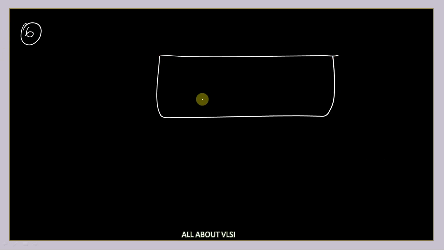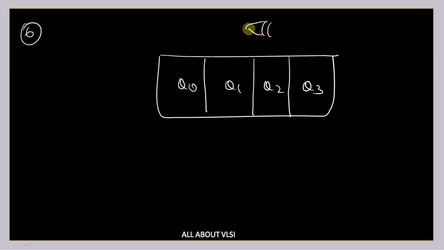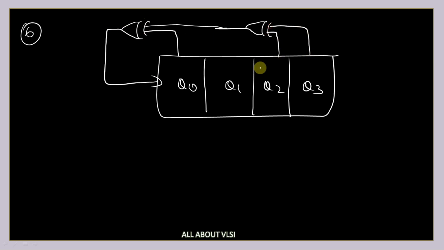Next, let us see one more question. This is our 4-bit shift register. This is Q0, Q1, Q2 and Q3. And we have an XOR gate like this, and one more XOR gate like this, and Q0 is given over here. This is connected to this, and this is connected to this.